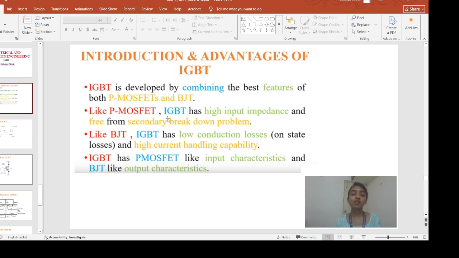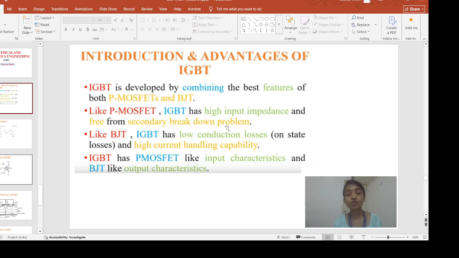In power MOSFET, we have seen it has high input impedance. Why? Because the gate is isolated from the channel. That is why we need to apply very less gate drive in case of the power MOSFET. So that is why it has very high input impedance. So IGBT takes this feature of the power MOSFET, and it doesn't include any secondary breakdown problem.